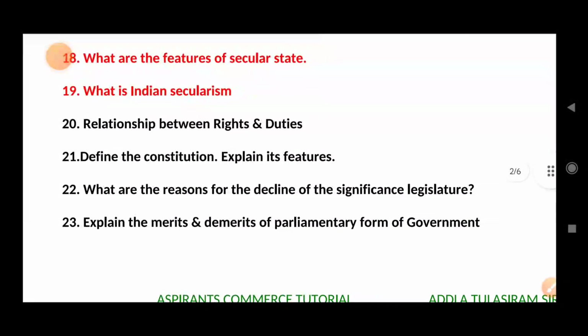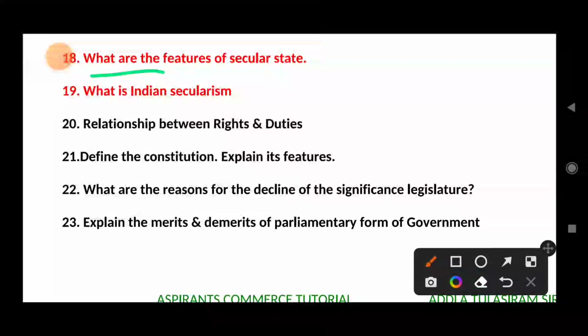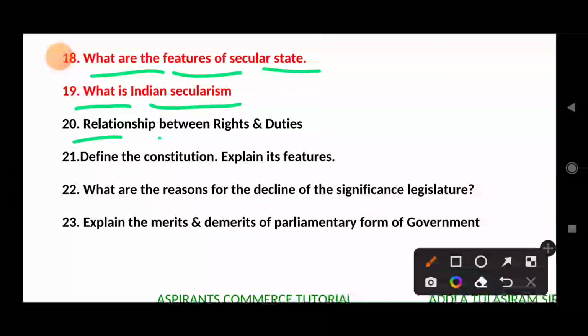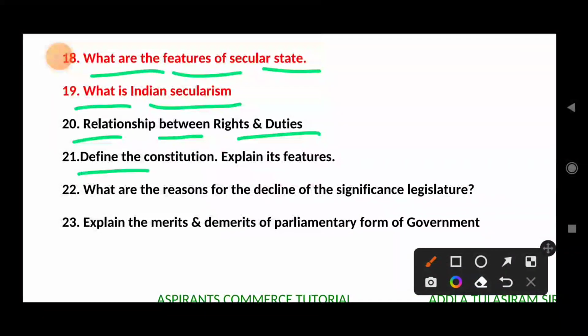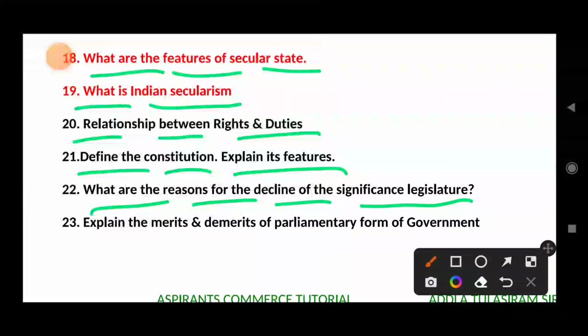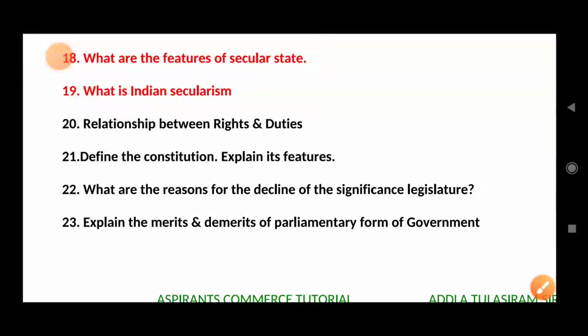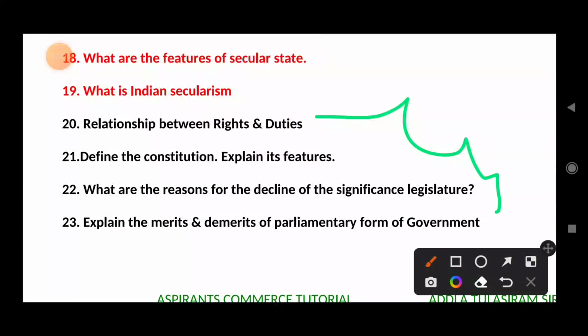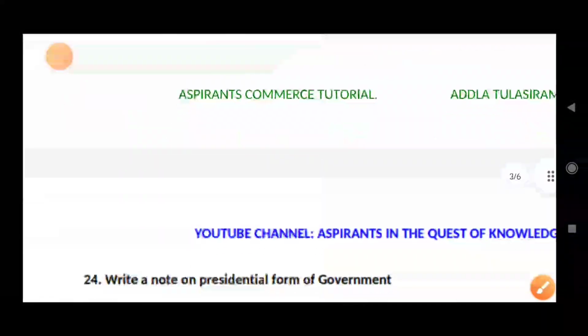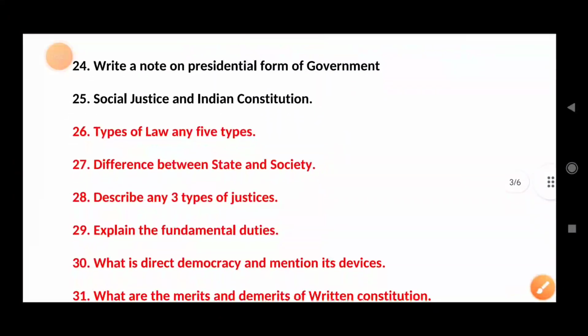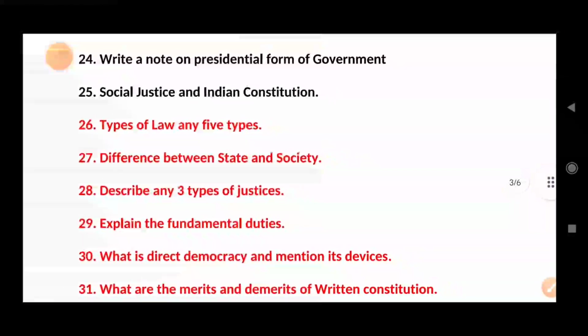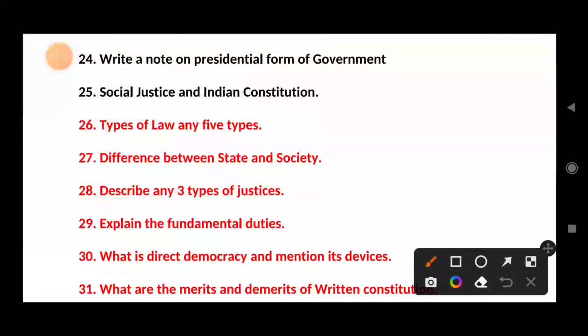Okay, let us see the remaining important ones. What are the features of secular state? What is Indian secularism? Relationship between rights and duties. Define constitution, explain its features. What are the reasons for the decline in significance of legislature? Merits and demerits of parliamentary government. This is an important question. Read it once, and write the red-marked ones before the exam if possible, short notes at least.